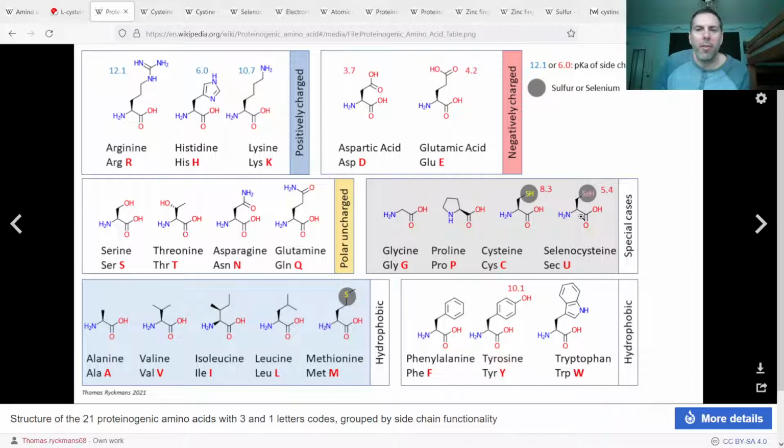Selenocysteine is just a variant on cysteine where you've replaced your sulfur with a selenium atom. It has a different pKa, a 5.4 pKa, which means at cellular pH it's more likely to be ionized, where the hydrogen is left and you have a negatively charged atom. That's more of a detail. I don't think selenocysteine really comes up much in practice.